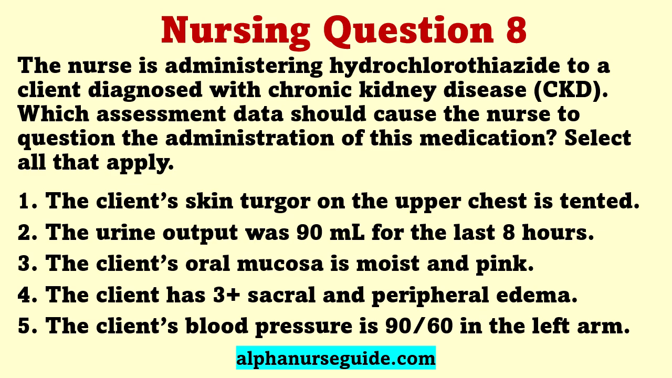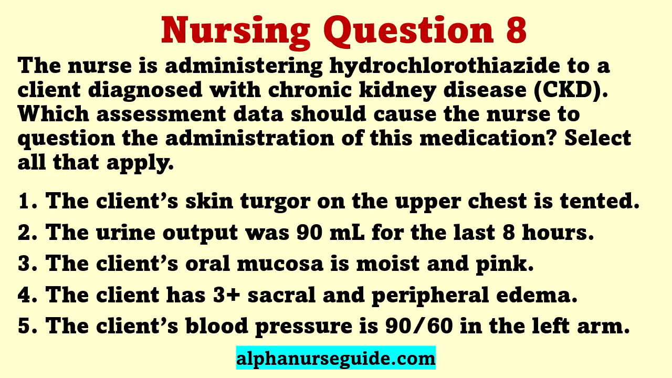The correct answers are 1. The client's skin turgor on the upper chest is tented, and 5. The client's blood pressure is 90/60 in the left arm. Tented skin turgor indicates the client is dehydrated, and the nurse should question administering the thiazide diuretic hydrochlorothiazide. Diuretics reduce circulating blood volume, which may cause orthostatic hypotension. Because the client's blood pressure is low, the nurse should question administering this medication.